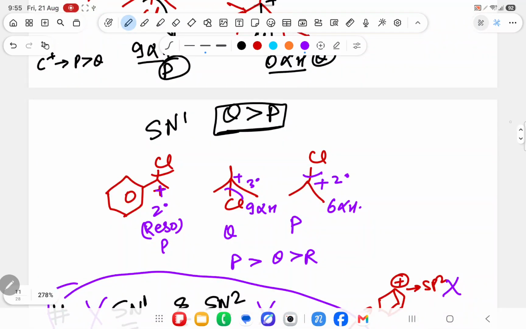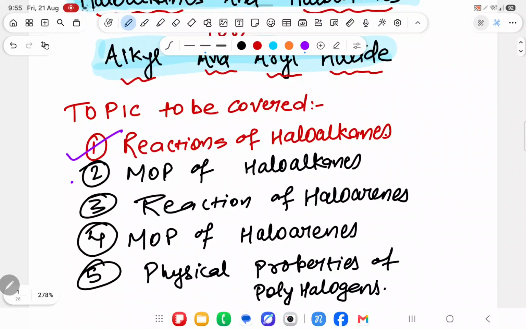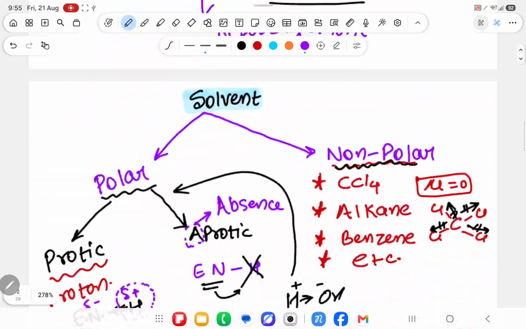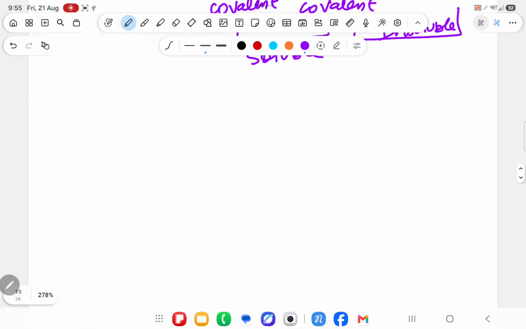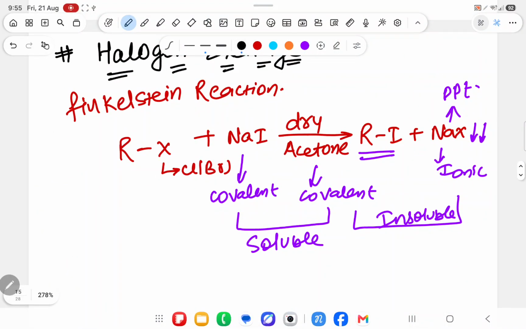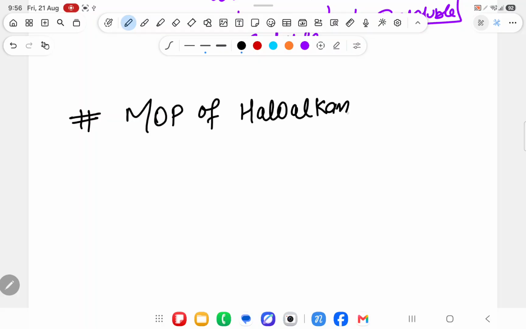When I started, in the beginning I said that first I will dictate the reactions of haloalkanes, which are completed. Now we are going to see the method of preparation of haloalkanes, then the reactions of haloarenes, and the method of preparation of haloarenes. Very small topic, don't worry, because I have already covered hydrocarbons in detail, and lots of things over there. Now we are going to see the next part of the topic, that is called method of preparation of haloalkanes.